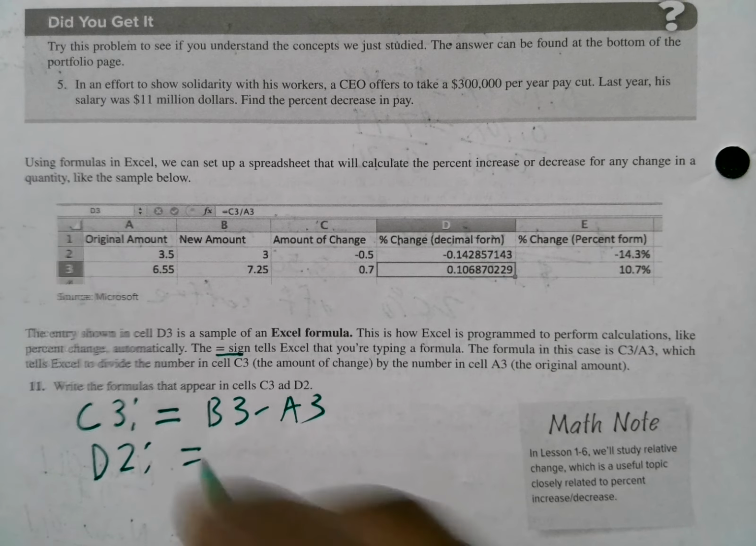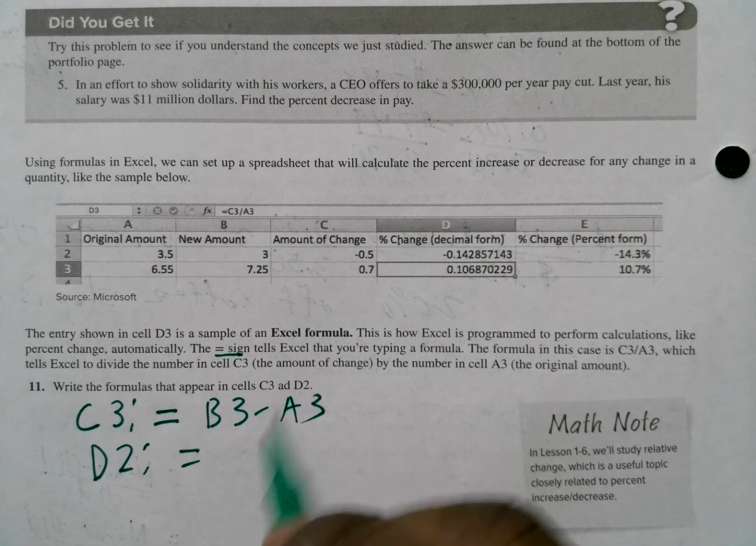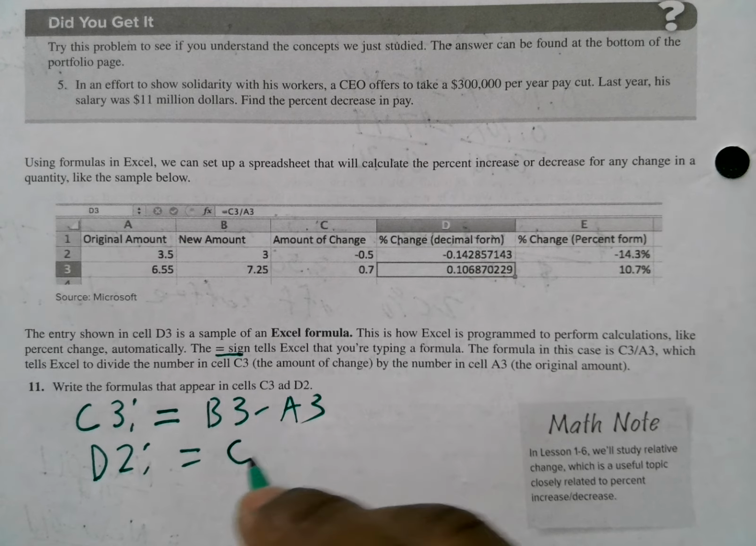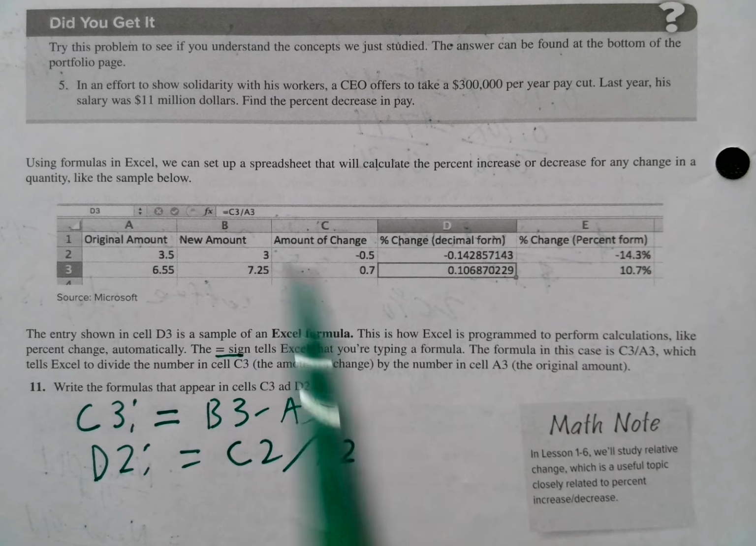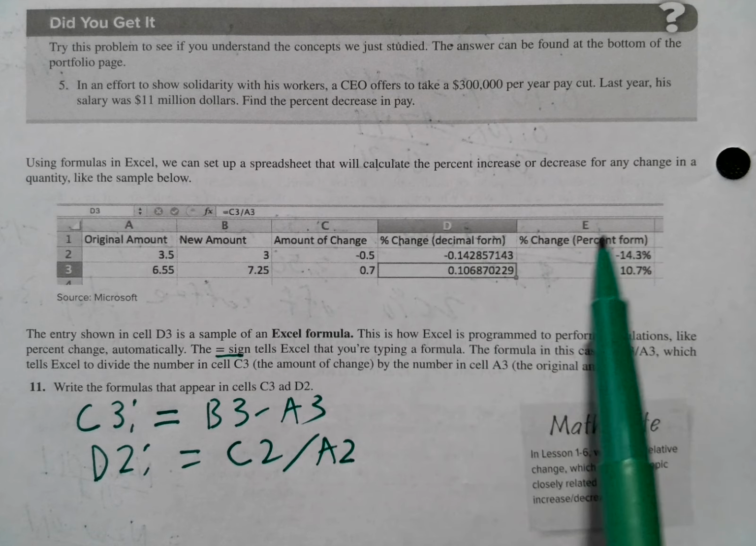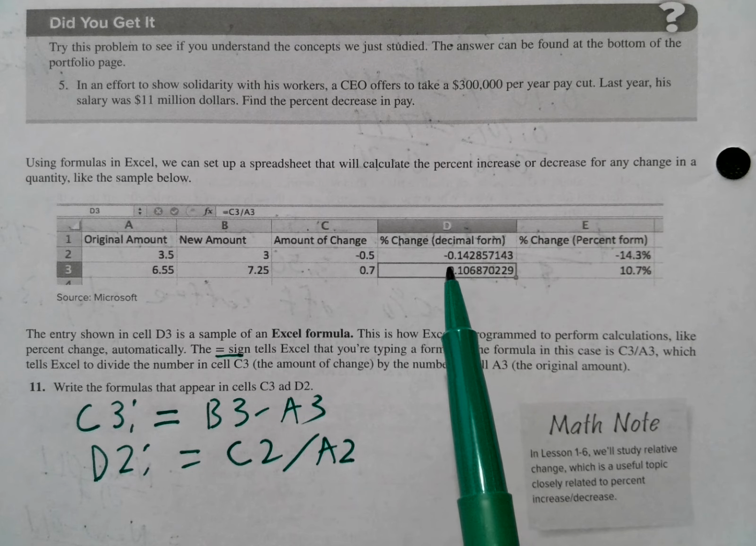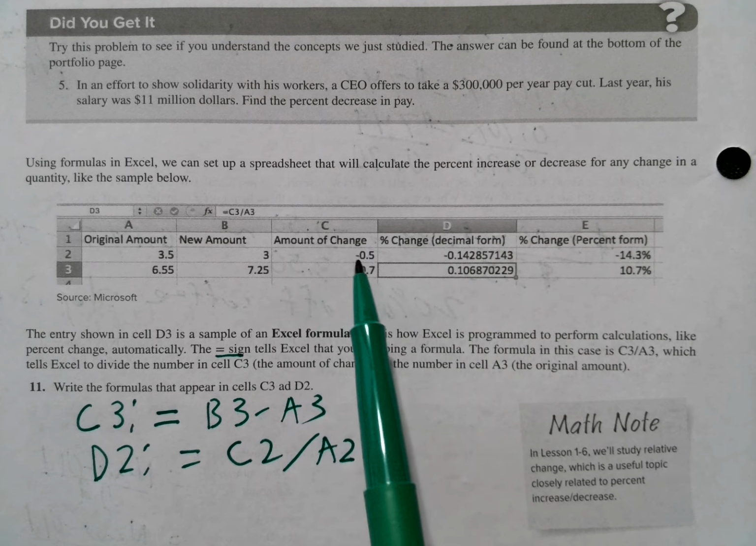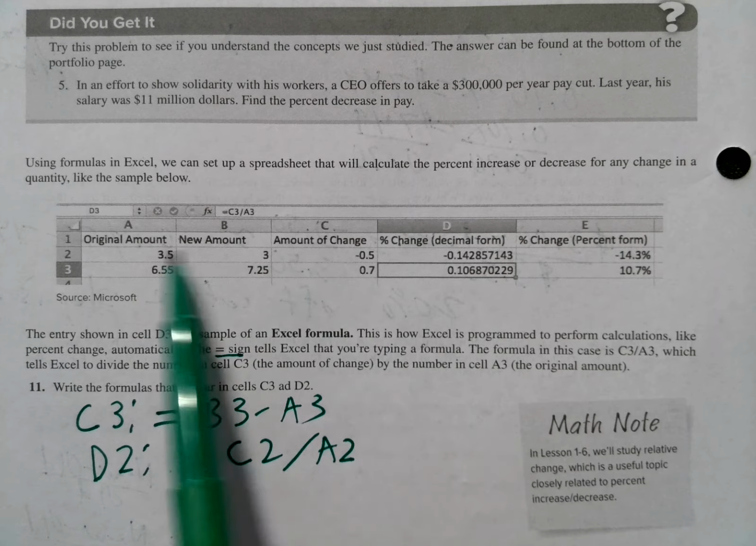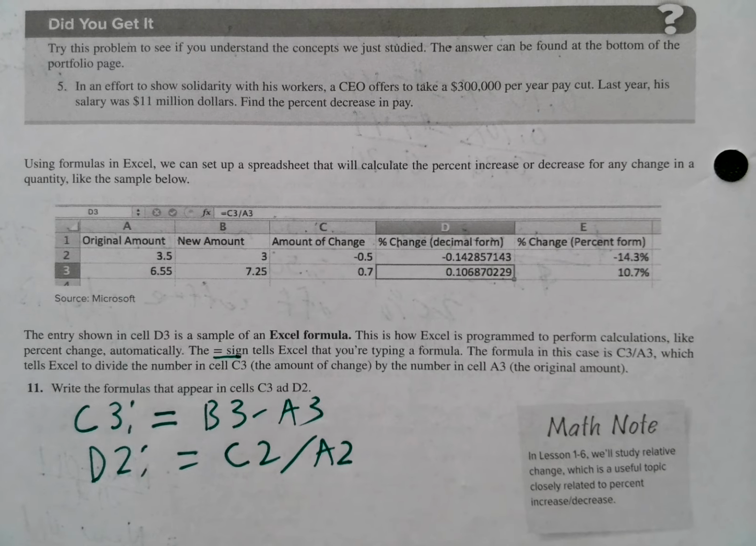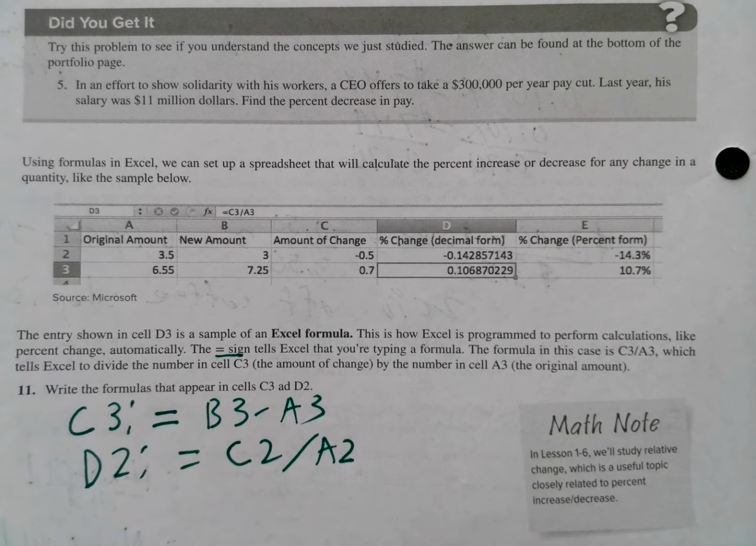Okay, now we would do D2. We would have our equal sign, and we would have C2 divided by A2. Now, if you look here at D2, this is percent change. So what we would do is take C2 divided by A2, because that's the original amount, which is basically how you would set this up in Excel. Now, we're going to move on to the next page.